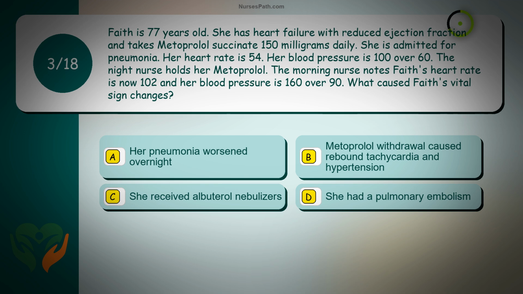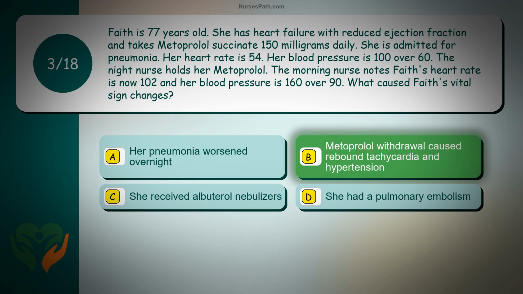Option A. Her pneumonia worsened overnight. Option B. Metoprolol withdrawal caused rebound tachycardia and hypertension. Option C. She received albuterol nebulizers. Option D. She had a pulmonary embolism. The correct answer is option B. Metoprolol withdrawal caused rebound tachycardia and hypertension.